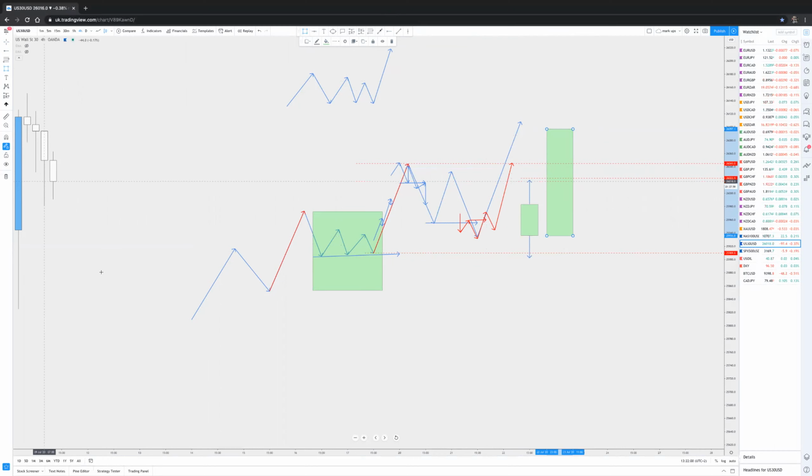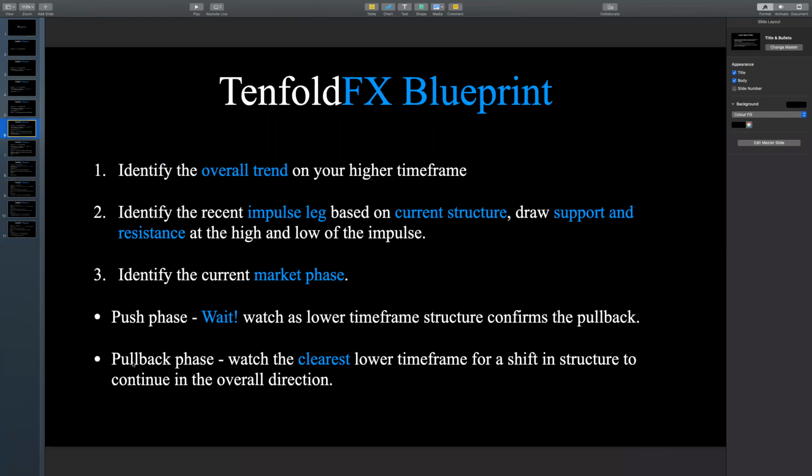We'll talk about the stops now. Okay, so that's what you do in the pullback. You go down to the lowest time frame, well, the clearest lower time frame. So if M30 is not clear, go down to M15. If M15 is not clear, go down to M5. If M5 is not clear, go down to M1.